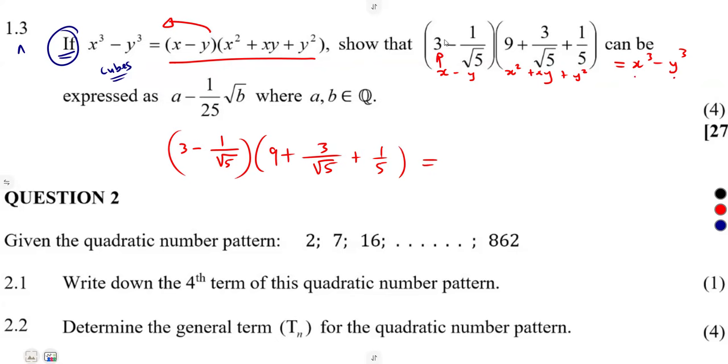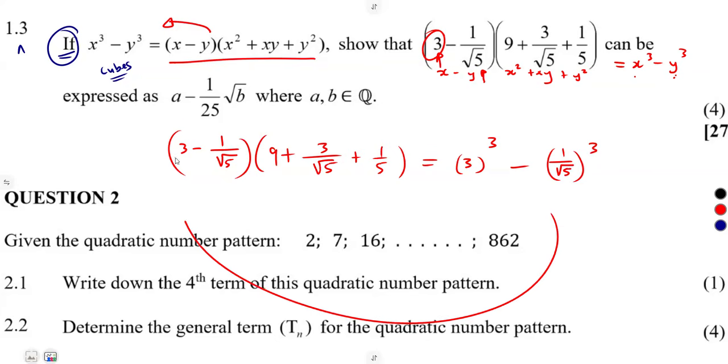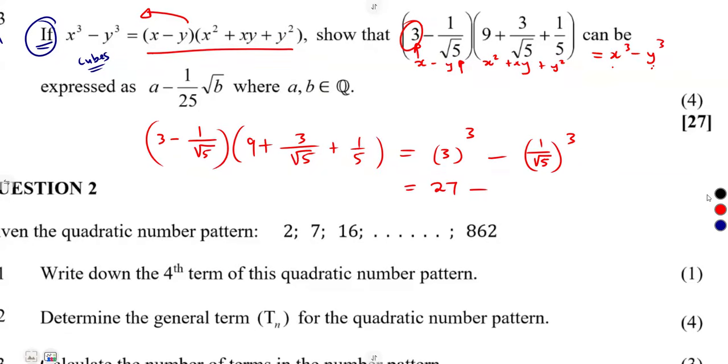What is our x? Our x is 3. So it was taken from 3 cubed minus y cubed. What is our y? 1 over the square root of 5. 1 over the square root of 5 cubed. That is where it was taken from. So simplify until you can have your answer in that format. That is the question you're done. All right? 3 to the exponent of 3, that is 27, minus, there we are supposed to simplify properly.